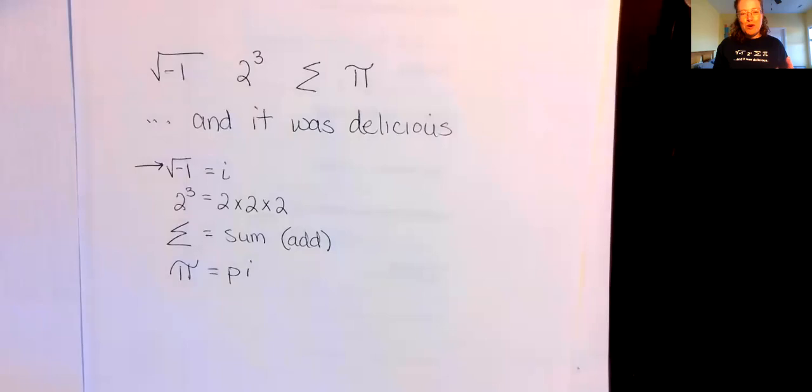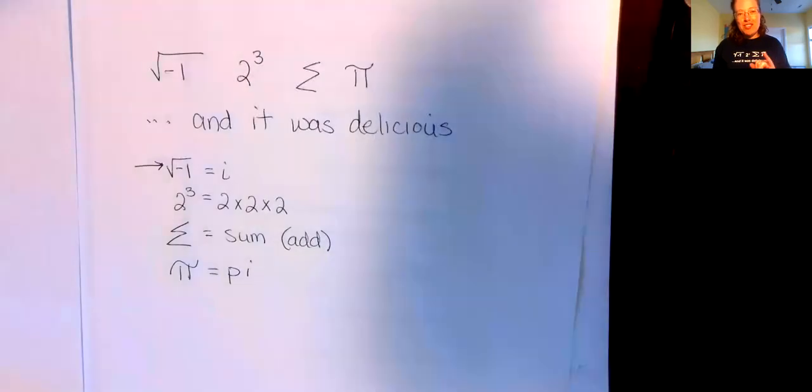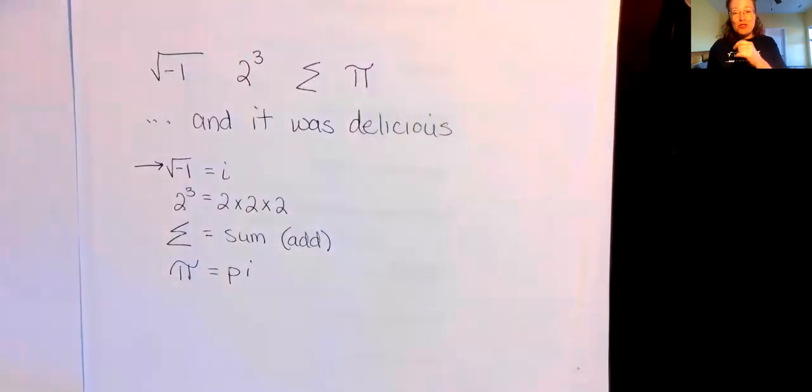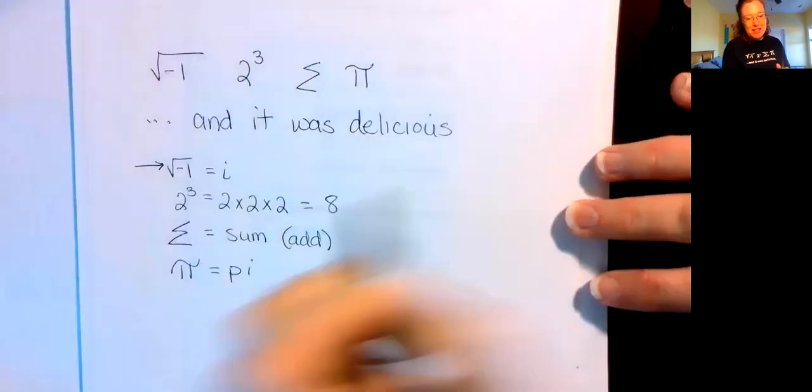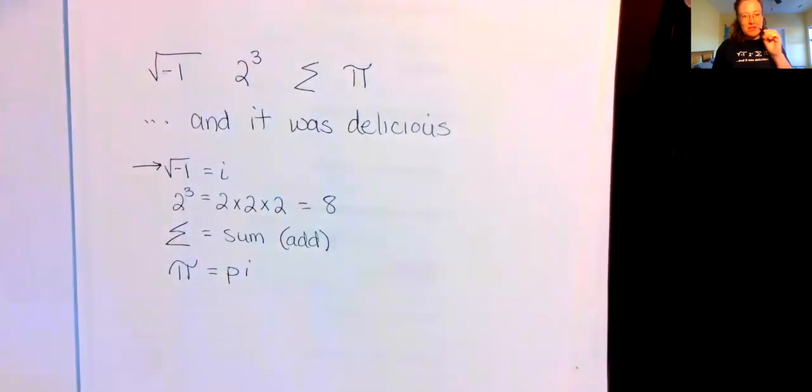Well, the square root of -1 is equal to the imaginary letter i, and 2 cubed is the same as 2 times 2 times 2, which is 4 times 2, or 8. The weird looking E is a summation symbol that means to add stuff up. And then, of course, the famous pi symbol. And so we're left with, I ate some pie and it was delicious. So that's my geek shirt for our math material.